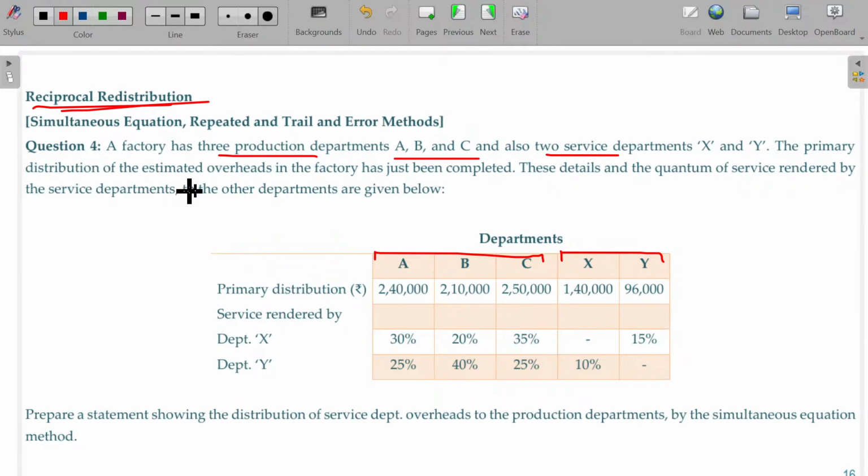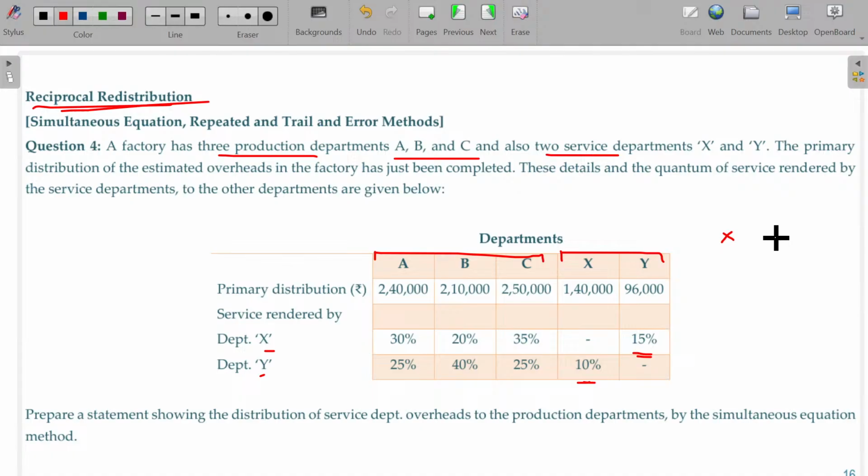The primary distribution of the estimated overheads in the factory has just been completed. These are the details and the quantum of service rendered by the service departments to the other departments. X rendered service to Y 15% and Y rendered service to X 10%.